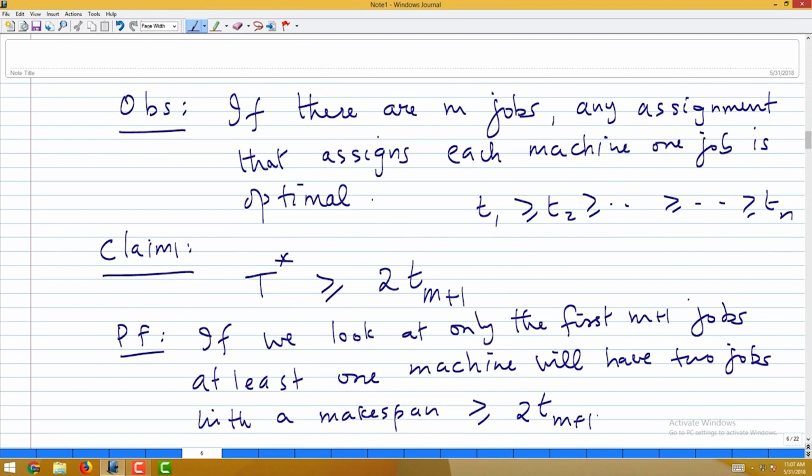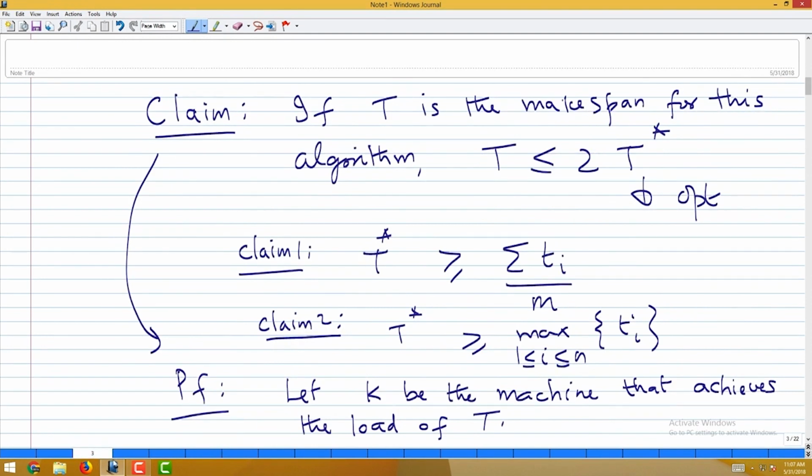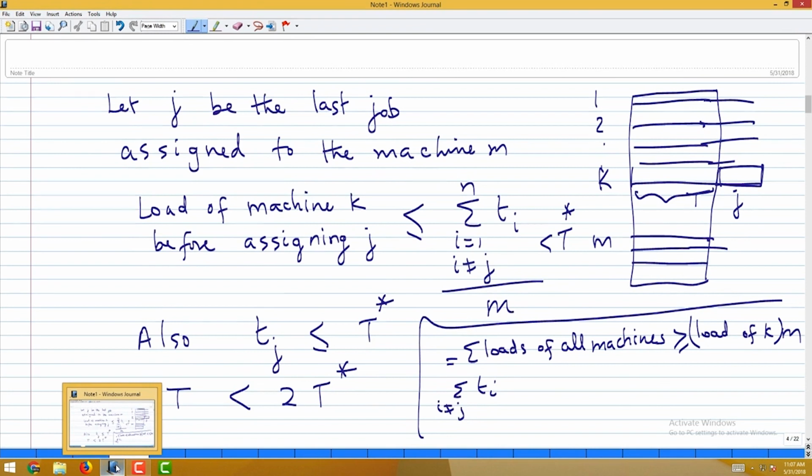Now, this is all I need, now more or less the proof is done. Let us just come back to this argument. Now, look at this improved greedy, where we have organized first of all the times in non increasing order of the jobs, and then I am doing this greedy. Let us look at the machine that has the maximum load, and let k be that machine, and let j be the last job that is assigned to that.